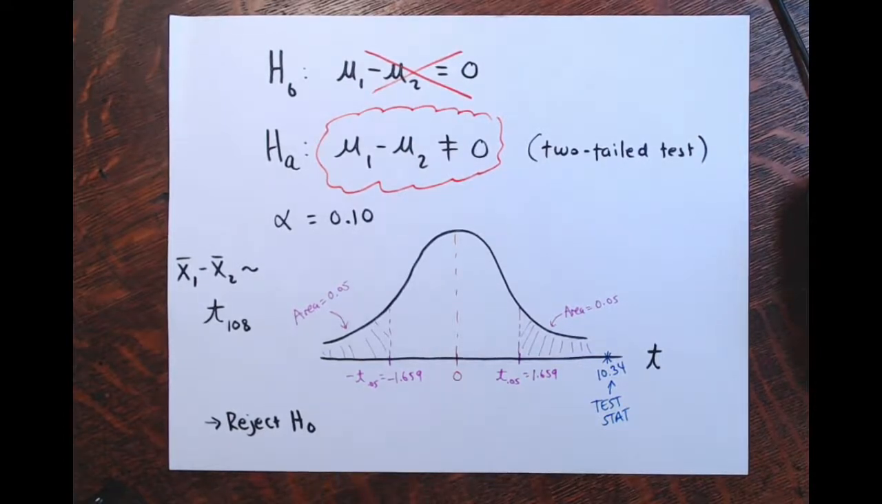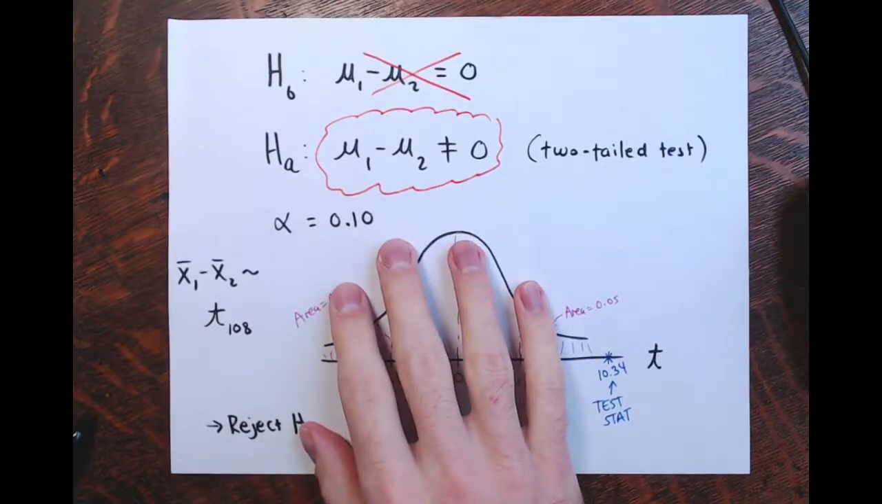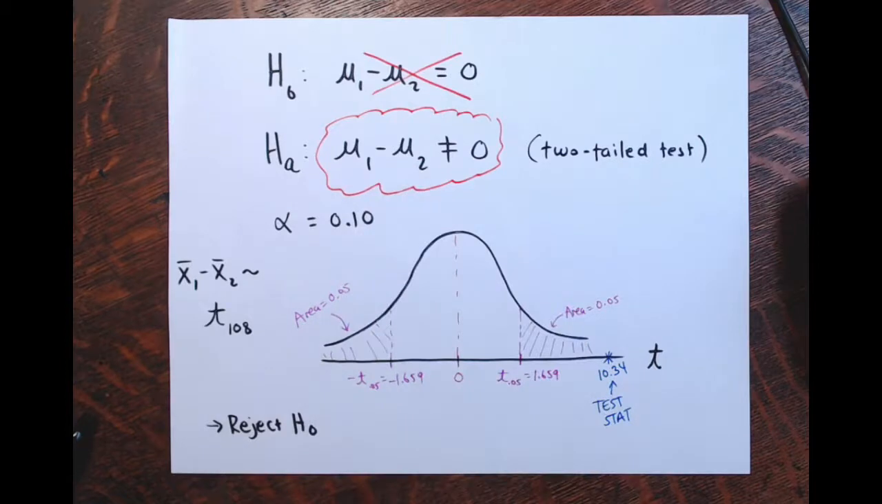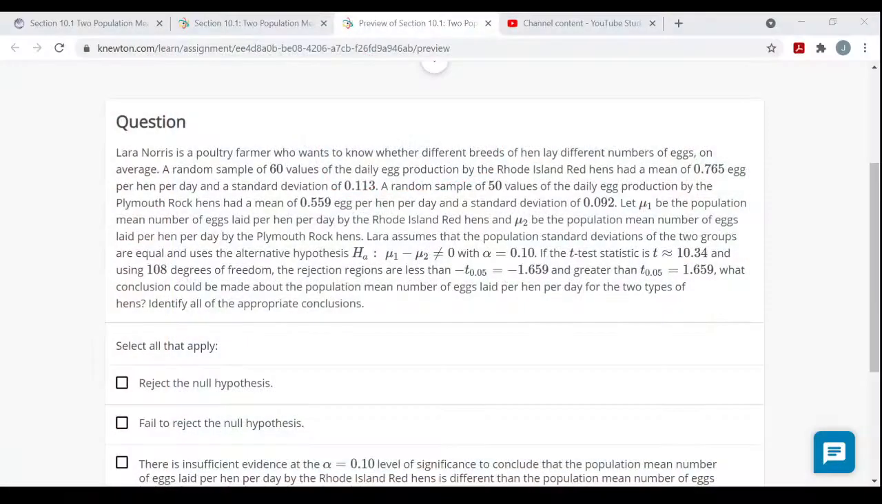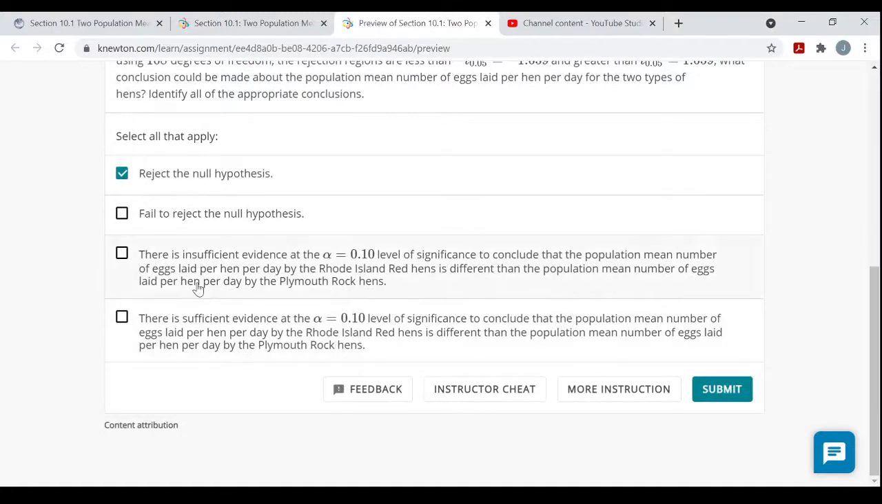Now let's just see how they worded it. So basically, we're going to lean more toward concluding that these averages are not the same. Okay, so let's see how they word this. So like I said, we're going to reject the null. And then down here, let's see. There is insufficient evidence at the 10% significance level to conclude that the population mean number of eggs laid by Rhode Island Reds is different than the population mean number of eggs laid per hen per day by the Plymouth Rocks. Well, that's not true.